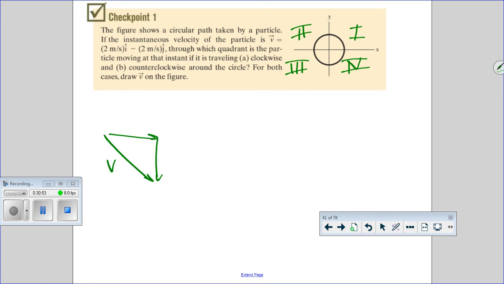Does that make sense? If you're going clockwise, at that instant right there, it's going to be at 45 degrees. This is what your velocity vector would look like. Cool? All right. What if you're going counterclockwise? Then it'll be over here in quadrant 3, right? Because then you're going this way, so it would happen here. So this is question A. This is question B.